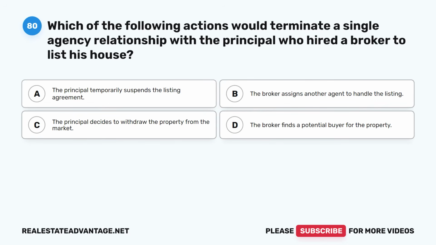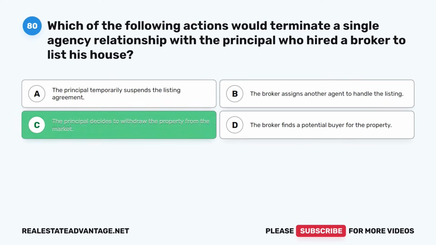Question 80. Which of the following actions would terminate a single agency relationship with the principal who hired a broker to list his house? A. The principal temporarily suspends the listing agreement. B. The broker assigns another agent to handle the listing. C. The principal decides to withdraw the property from the market. D. The broker finds a potential buyer for the property. The correct answer is C.